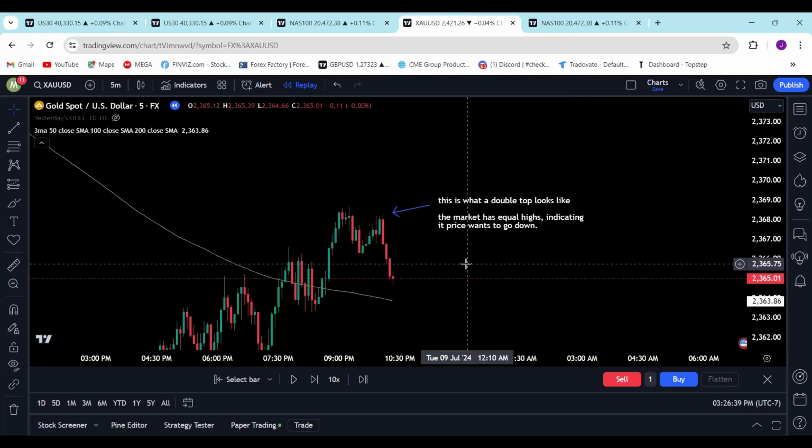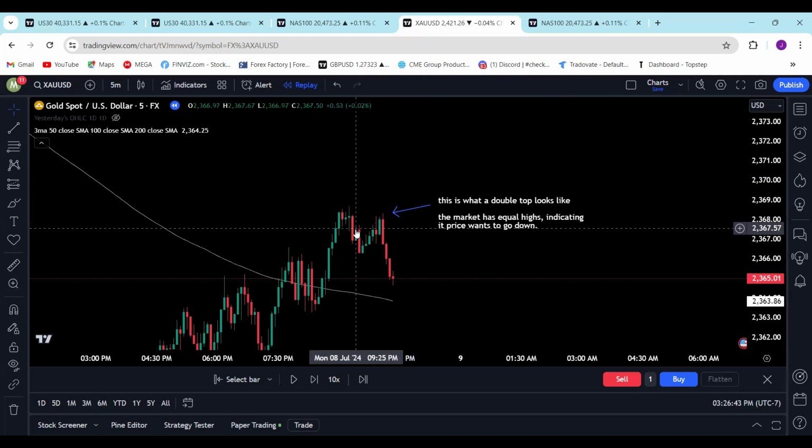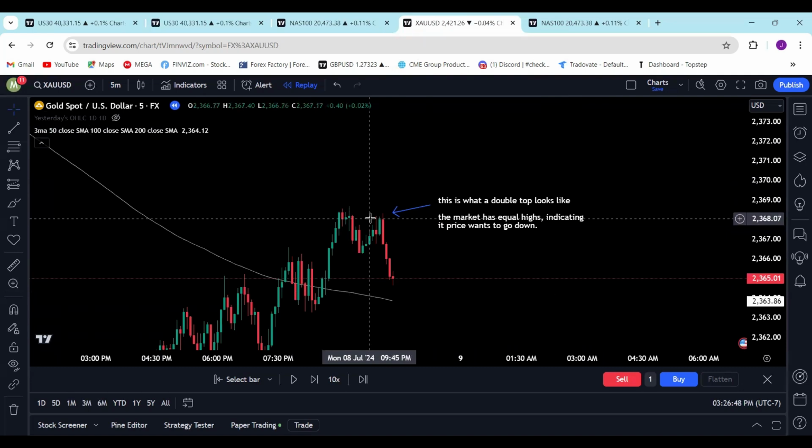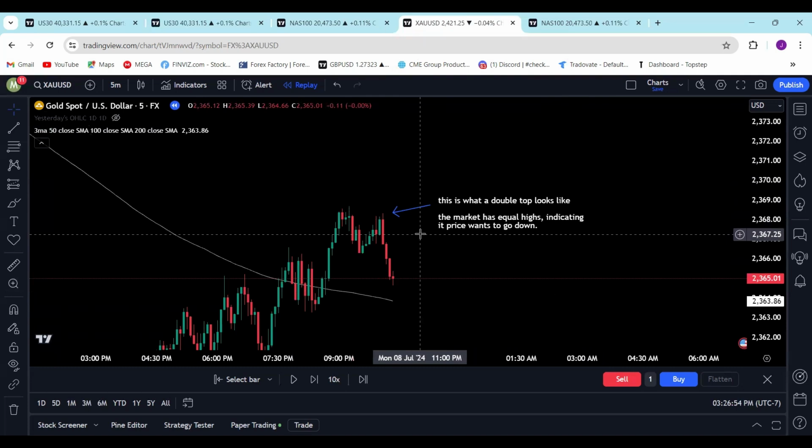So when you see double tops in your day trading, when you wake up in the morning to trade and you see a double top, I would not get in for a buy at all because it's most likely going to go down. So write this down. When you see double tops in the market, be very careful to get in for buys.